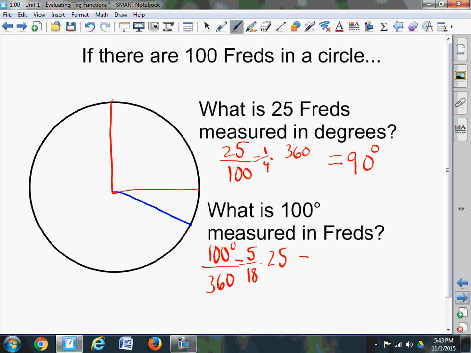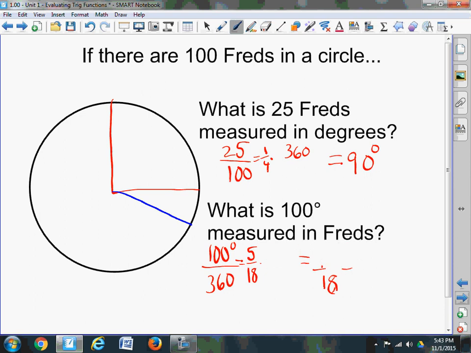That doesn't come out evenly, so we get 125 over 18 Freds. So that's 5 Freds, 6 Freds, almost 7 Freds, right? Oh, what am I multiplying by? I should multiply that by 100.